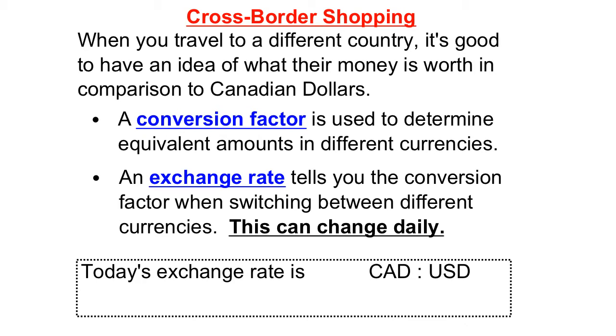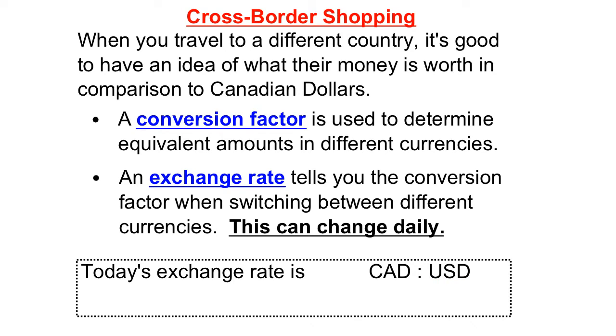So you can actually go on the internet and search today's exchange rates between Canadian dollars and any other world currency. Let's look at comparing Canadian dollars to United States dollars. So this is the symbolism that's used. CAD is for Canadian dollars. USD is used for US dollars, United States dollars.